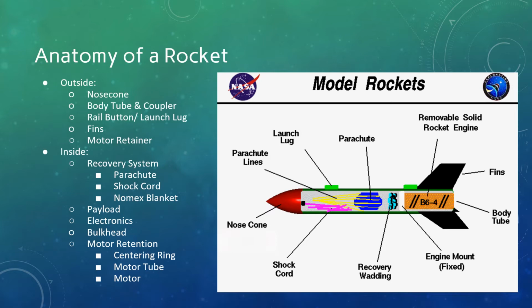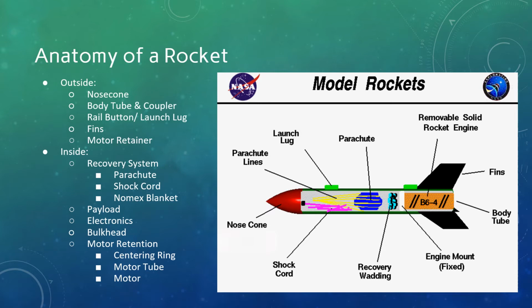Moving inside, one of the most important things that goes in a rocket is the recovery system. So you need parachutes, you need a recovery system so that your rocket doesn't just nosedive into the ground. That's dangerous and also will destroy your rocket. Two bad things. So the parts of a recovery system are parachute, shock cord, and Nomex. So parachute is the thing that actually slows down the rocket's descent. I'm sure you've all seen a parachute before. So you know what that is.